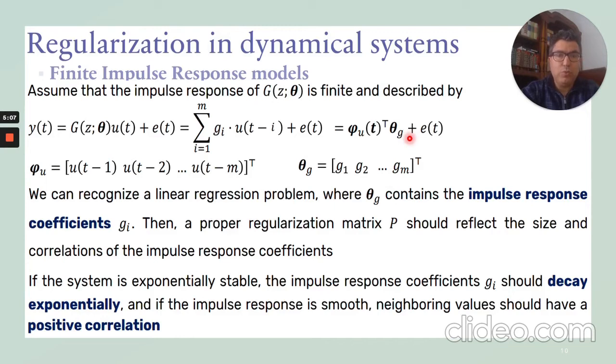So what we're going to do is build a matrix P, that regularization matrix, that reflects some properties of those impulse responses, like being stable and decaying exponentially, and also being smooth between neighboring coefficients, and that means the correlation should be positive.